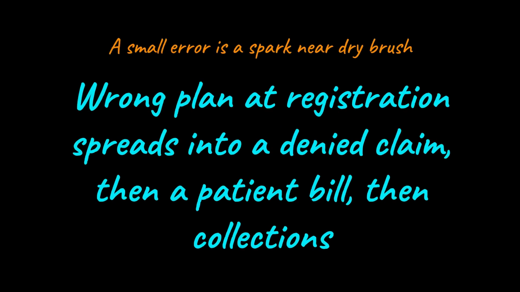Accountability means owning a mistake and following through with the corrective steps that fix it and prevent it from happening again. It is not self-punishment or fear of consequences. It's acknowledging the error and acting on it. Healthcare offices run on chains of dependent steps, so a wrong insurance plan entered at registration produces a denied claim weeks later, then a patient-facing balance, then collection work. Catching the error early breaks the chain before it becomes expensive.